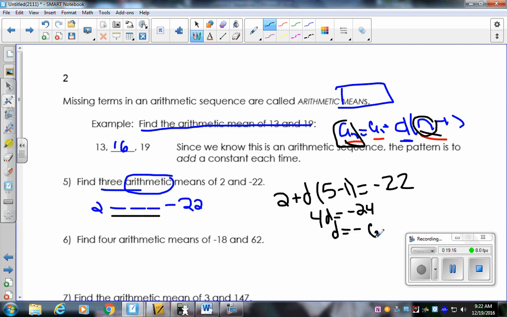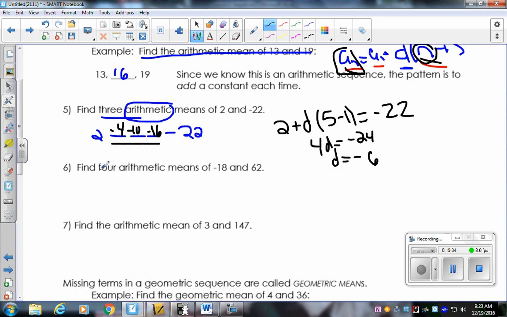So that's what I can add each time to go from 2 to negative 22 and have 3 numbers in between. So when I add, I get negative 4, negative 10, negative 16, and make sure you do that last addition to make sure you're on track, and it works out perfect.